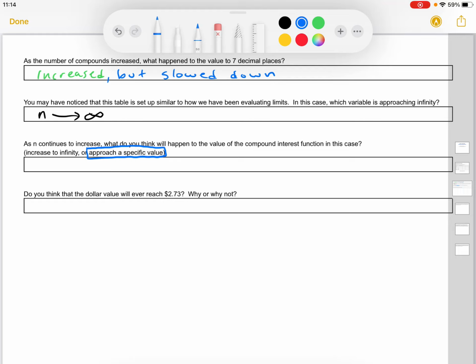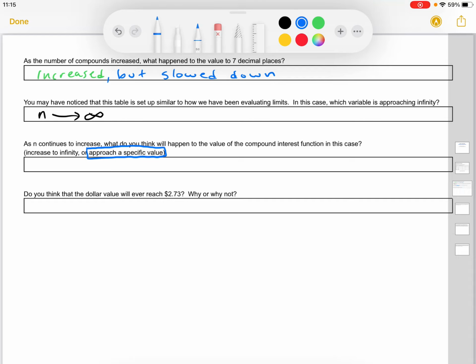Because this actually ends up being a very important value in mathematics, and one that we are going to be using throughout this unit. So this actually does end up approaching a specific value, and you can probably tell what that value is, or close to what that value is, based on what you've seen so far.